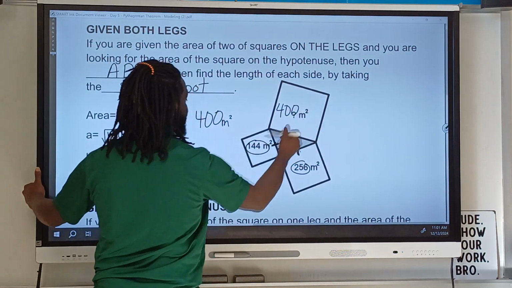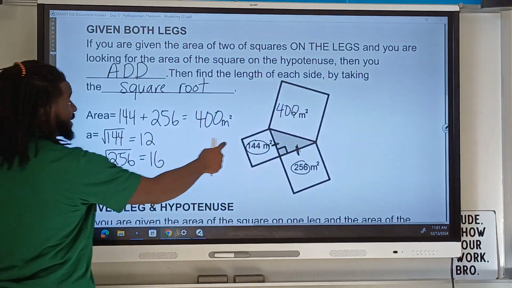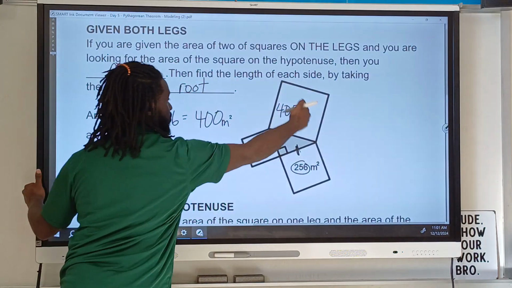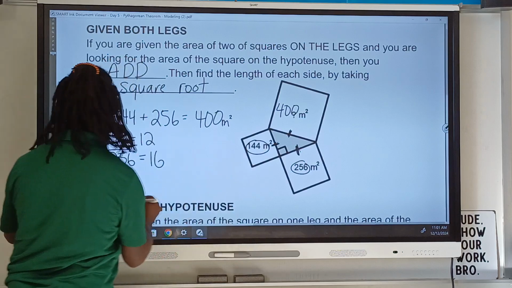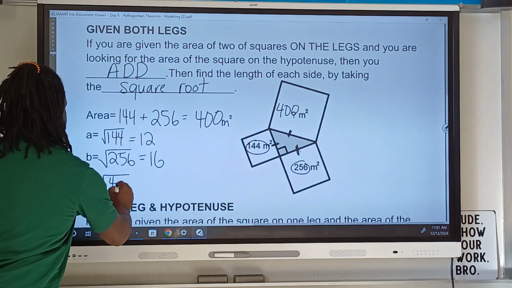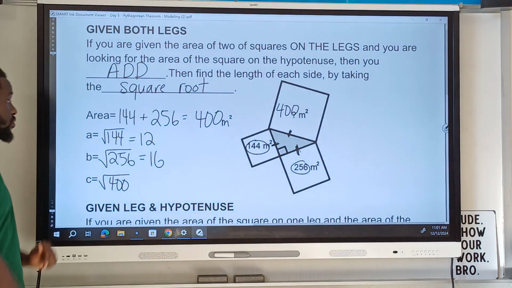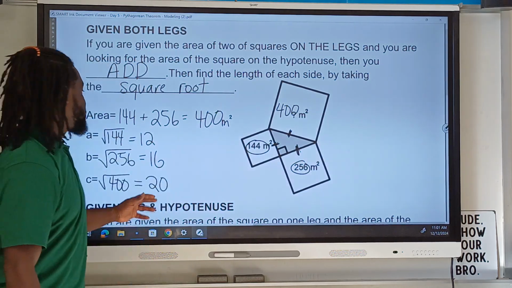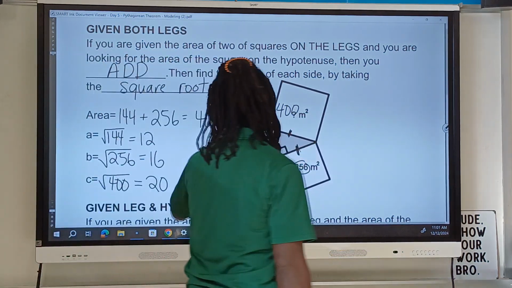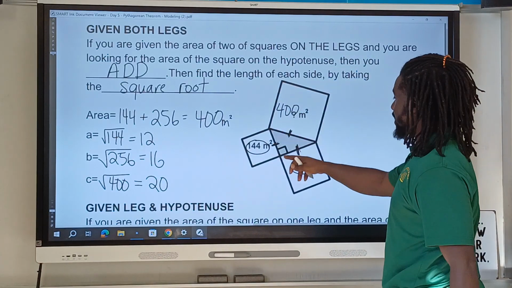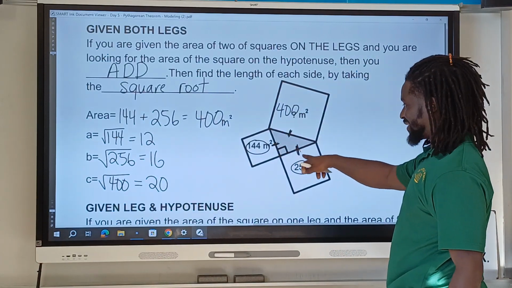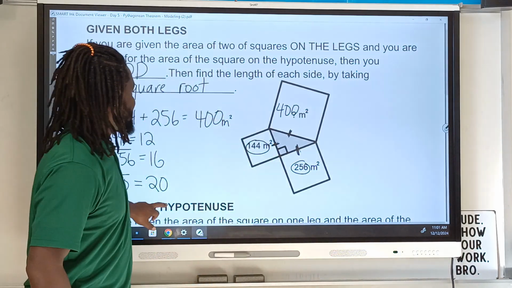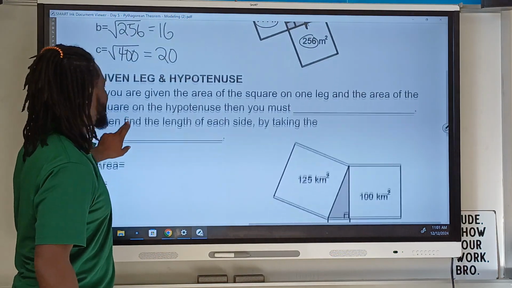And then to find the length of the hypotenuse, I'm going to take the square root of the area of the square along the hypotenuse, which is 400. So the square root of 400 is 20. So the lengths of my triangle are 12, 16, and 20. All right. Now let's look at one more example.